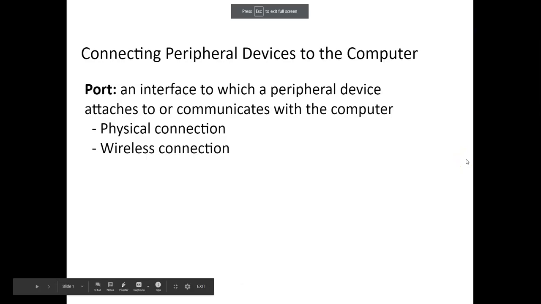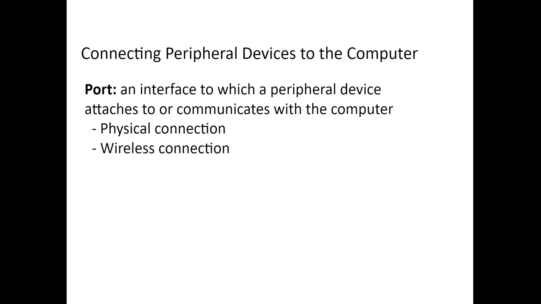So you have just learned what peripheral devices are, but now we need to learn how we actually use peripheral devices and where they go, okay? And so a port is an interface to which a peripheral device attaches to or communicates with the computer, okay? So this is just a big way of saying that it's how the device attaches, okay?